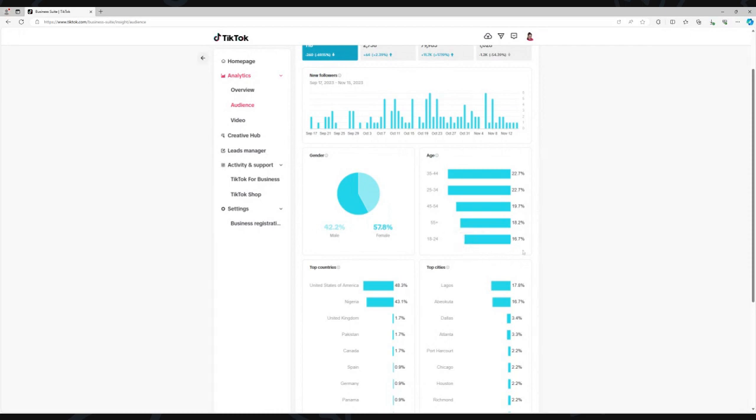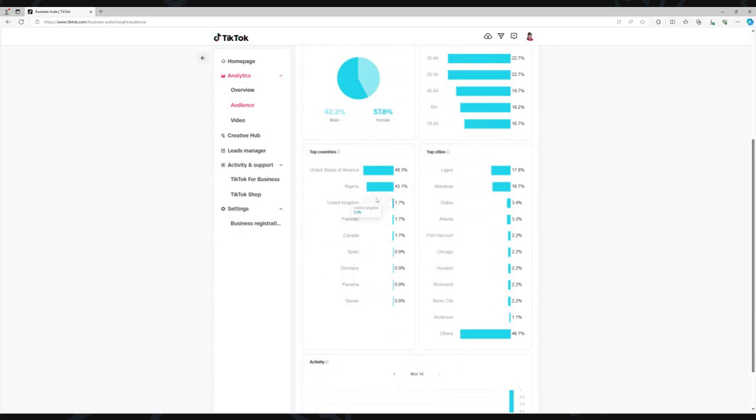The lowest is 18 to 24, which is close to 17%. But then the age 25 to 44, they're both the same at almost 23%. So when I look at my top countries, shockingly enough, 43% is from Nigeria. And then 48% is from the US. And then we have UK, we have Pakistan, we have Canada, Spain, Germany, Panama, and Taiwan. That's a good range that I'm connecting with that audience.